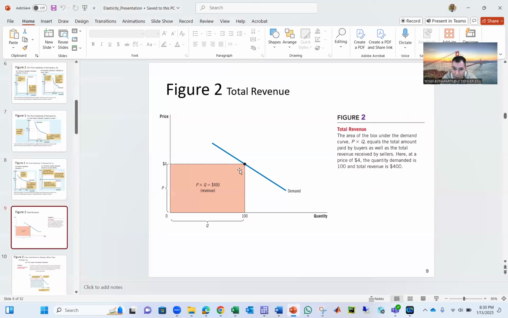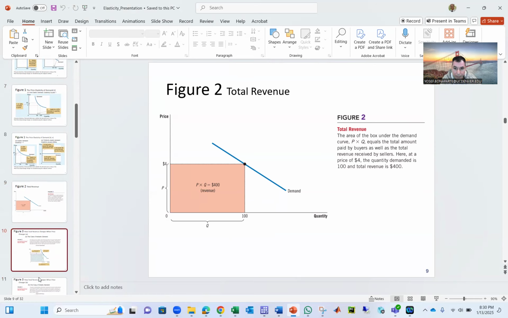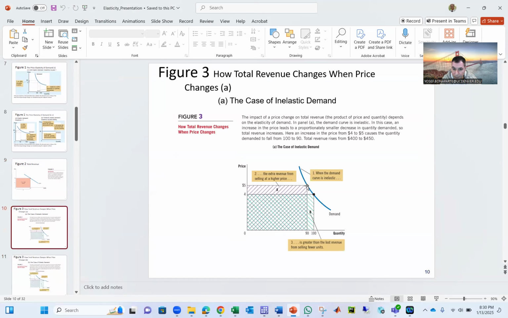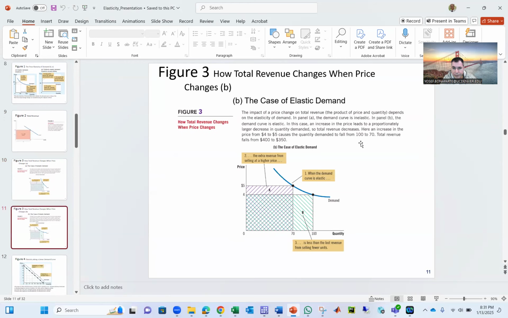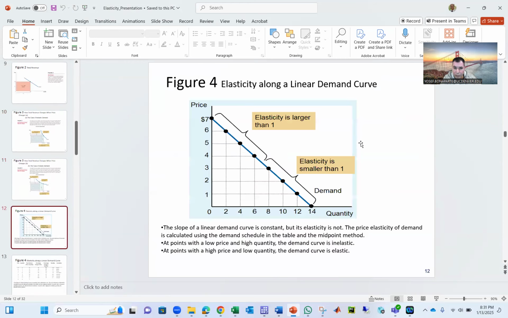This is how we calculate the revenue. If this is the price and this is the quantity, price times quantity equals revenue. If you change the price from A to B, so $5 at 90 for 450, but if the price goes to 4, you sell 100, that will be 400. So you go from 450 to 400. This is another example of revenue.